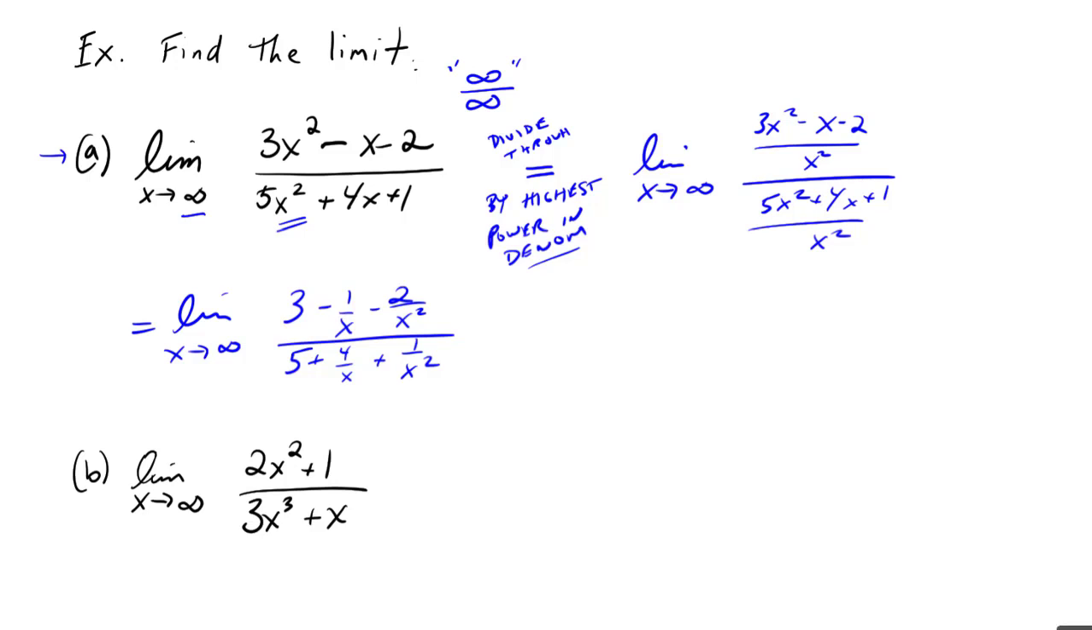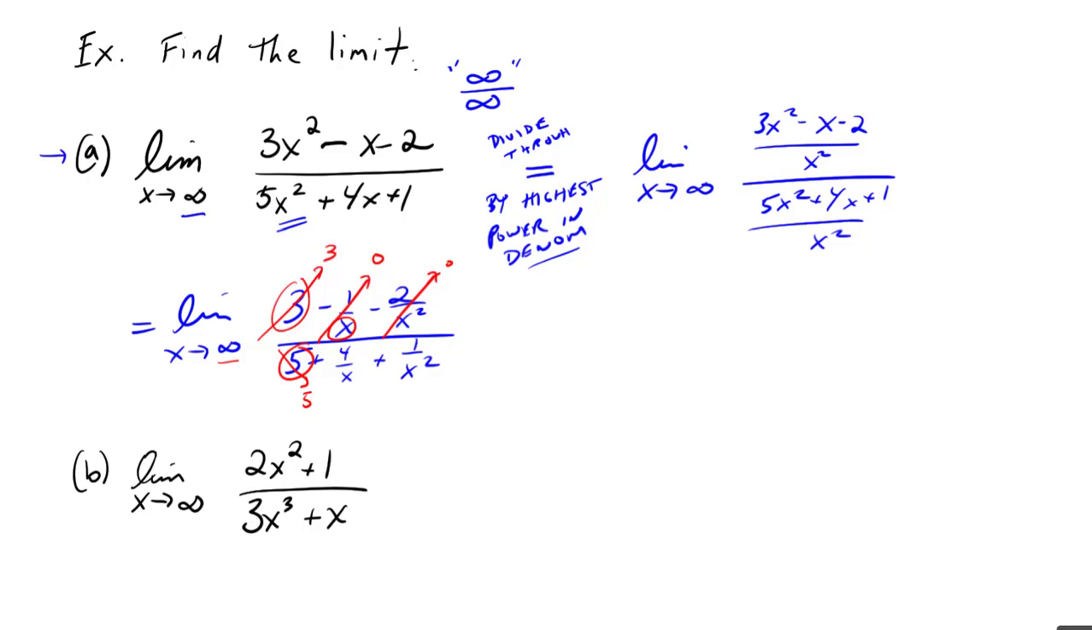What's the limit of 3 as x approaches infinity? Well, that's a constant. It still goes to 3. Minus, what's 1 over x? The limit of 1 over x as x goes to infinity? That's what we just talked about in one of those important rules. If x is going to infinity, then 1 over x is going to 0. 2 over x squared, the denominator would also be blowing up here. This goes to 0.